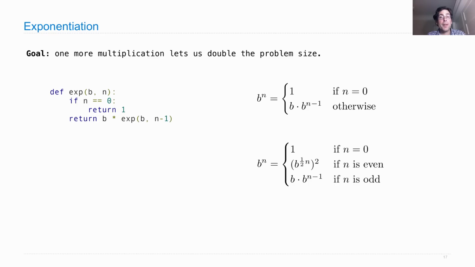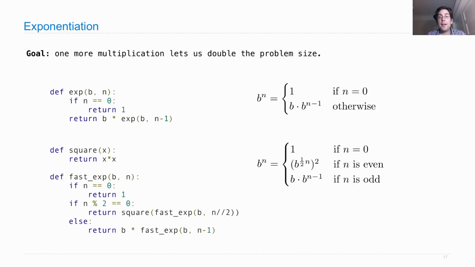But here's another way of writing what b to the n is. I could say b to the n is 1 if n is 0. Or I can use what I know about exponents to say that b to the n is actually b to the half n, squared. Now that only works if n is even. If n is odd, I can go back to my previous definition: b to the n is b times b to the n minus 1. So these are two different ways of writing down the same relationship. But the one down here implies a faster algorithm, which we'll call fast exp.